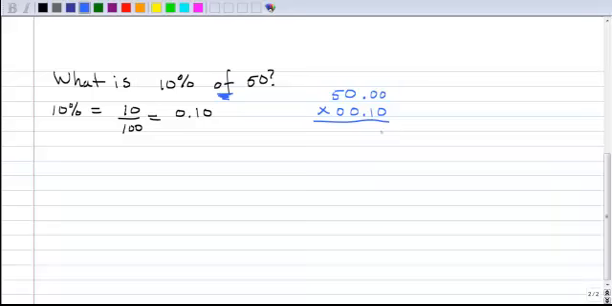0 times 0, 0. 0 times 0, 0. 0 times 0, 0. 0 times 5, 0. Now let's go with the next one. Don't forget our placeholder is 0. 1 times 0 is 0.